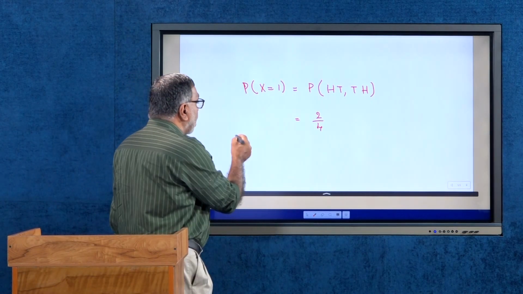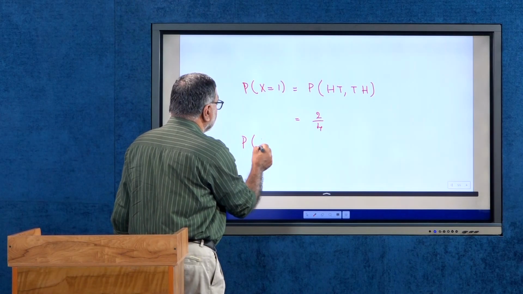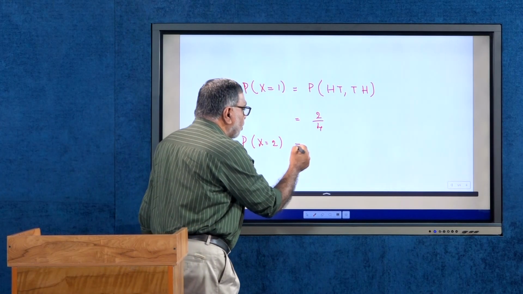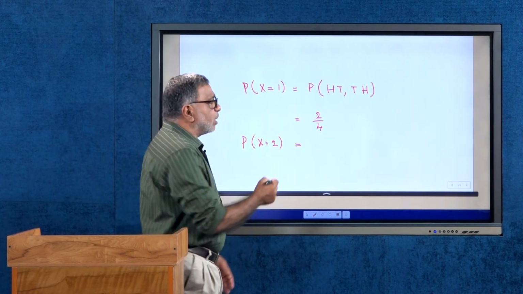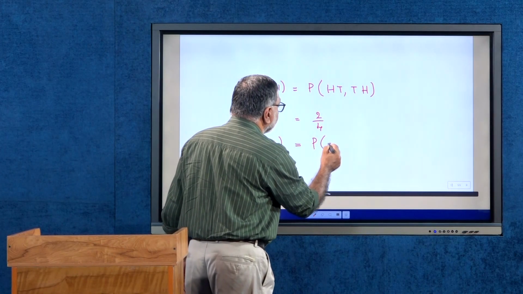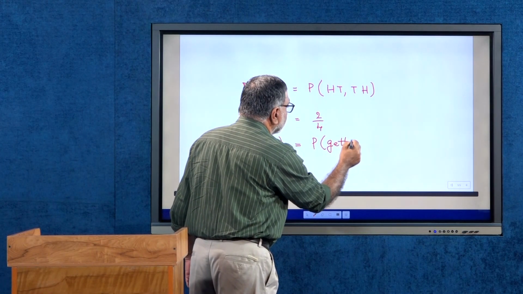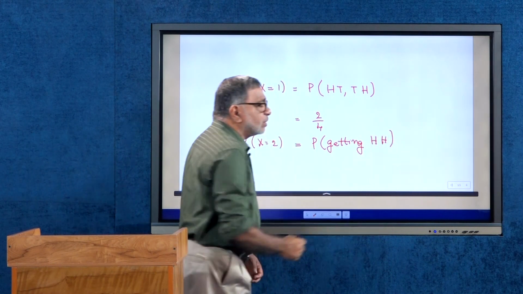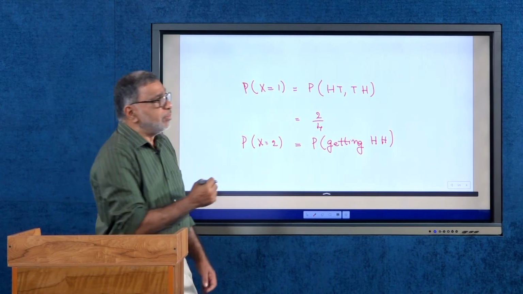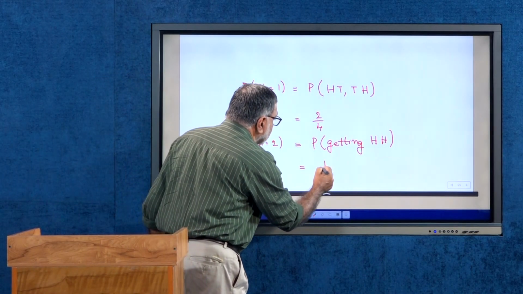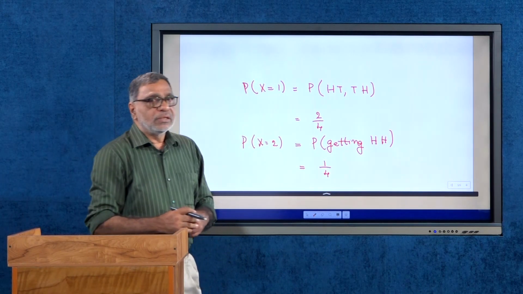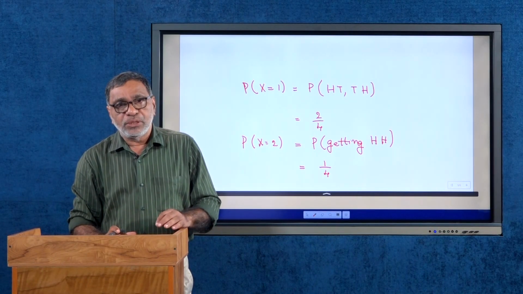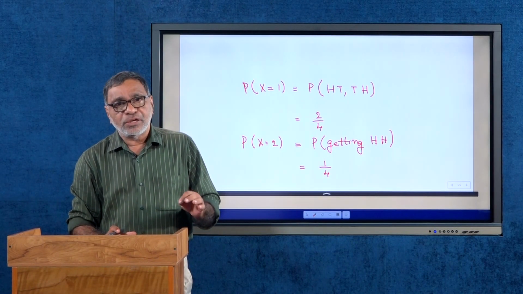And the third value of random variable x is x is equal to 2. And the probability of x is equal to 2 means it is nothing but probability of getting 2 heads. If the outcome is 2 heads, then the value of x is equal to 2. So that means out of 4 cases, only 1 is favorable, so 1 out of 4. So these are the probability values corresponding to the random variable values 0, 1 and 2.